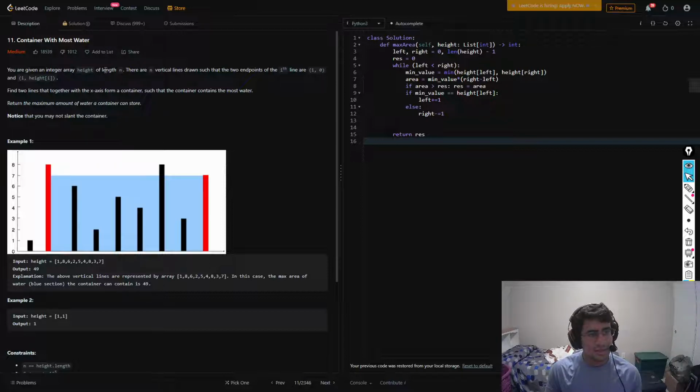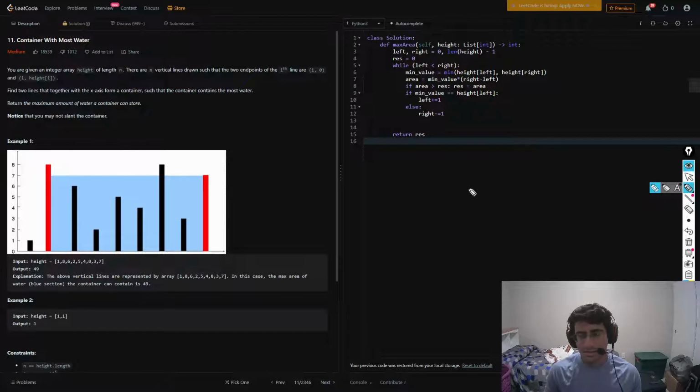You're given an integer array height of length n. There are n vertical lines drawn such that the two endpoints of the ith line are (i, 0) and (i, height[i]). Find two lines that, together with the x-axis, form a container, such that the container contains the most water. So we're looking for the largest rectangular area where the height of the rectangle is determined by the height array value that is the least. For example, this red one on the right is less than this red one on the left, and that determines the height.